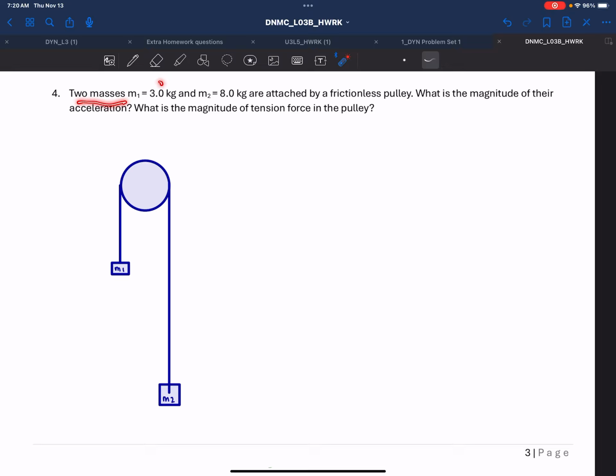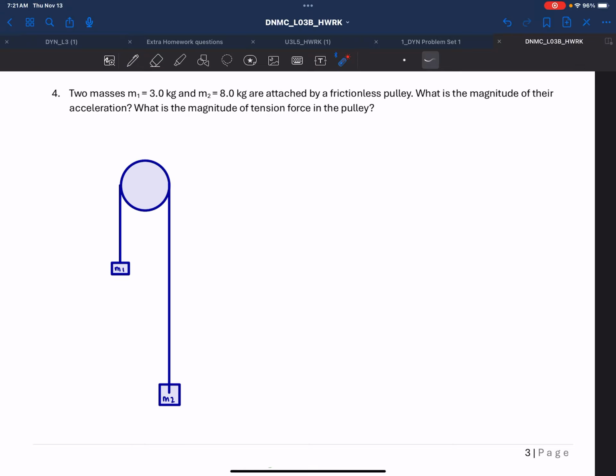So two masses, 3 and 8 kilograms, are attached by a frictionless pulley. So this is the pulley, and here are the two masses. The mass M1 is 3 kilograms, and the mass M2 is 8 kilograms. As you can see, the mass M2 is heavier, and that's why it's further down here on the pulley, and then M1 is lighter, so it is further up here. Now, we have to find the magnitude of acceleration and the magnitude of tension in the pulley.